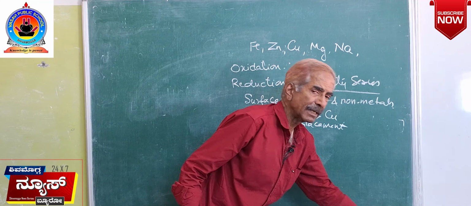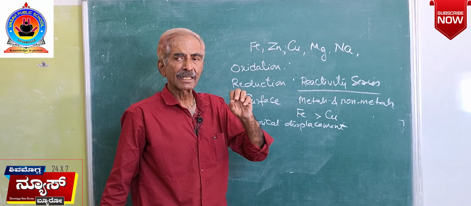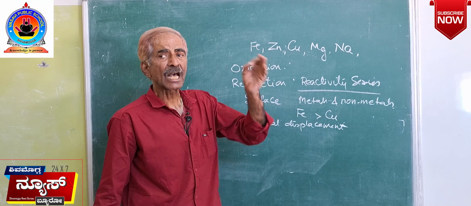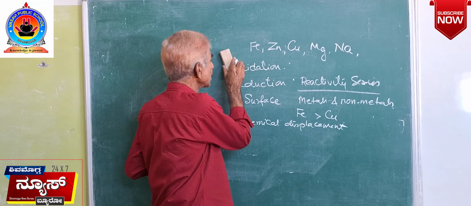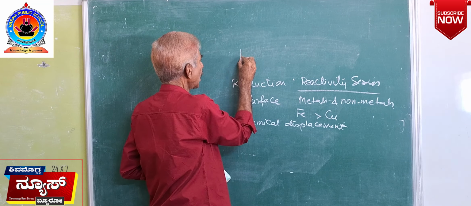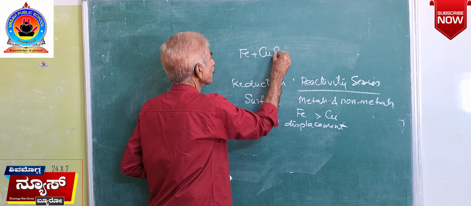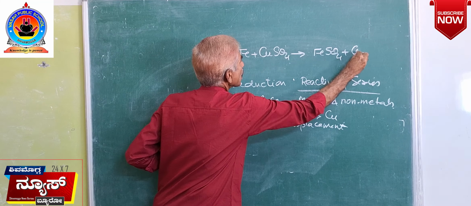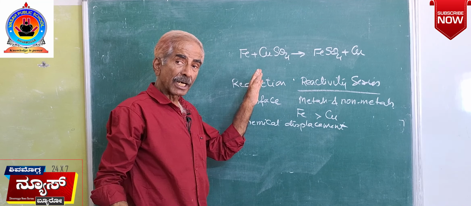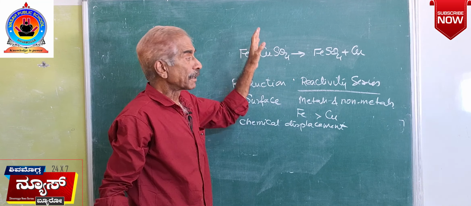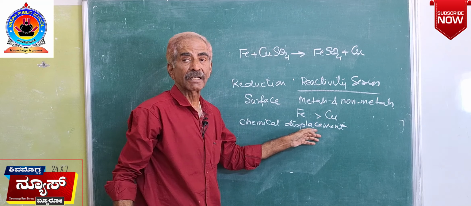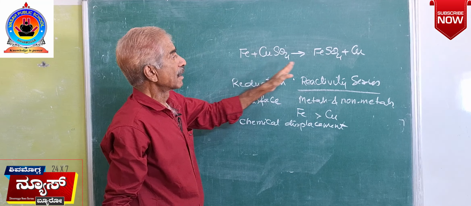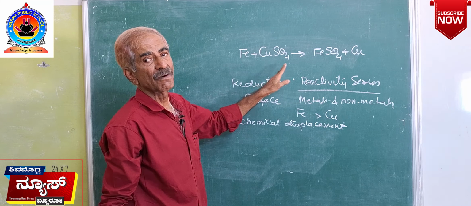What is chemical displacement? Chemical displacement is one chemical reaction in which a metal or an element displaces another element from its compound. So he has given an example like this: iron reacts with copper sulfate to form iron sulfate, and in the process copper is produced. When you study in the starting, you may not understand this, but the same thing is explained in the reactivity series where he says that iron is more reactive than copper. That is the reason you can understand the exact meaning of displacement.